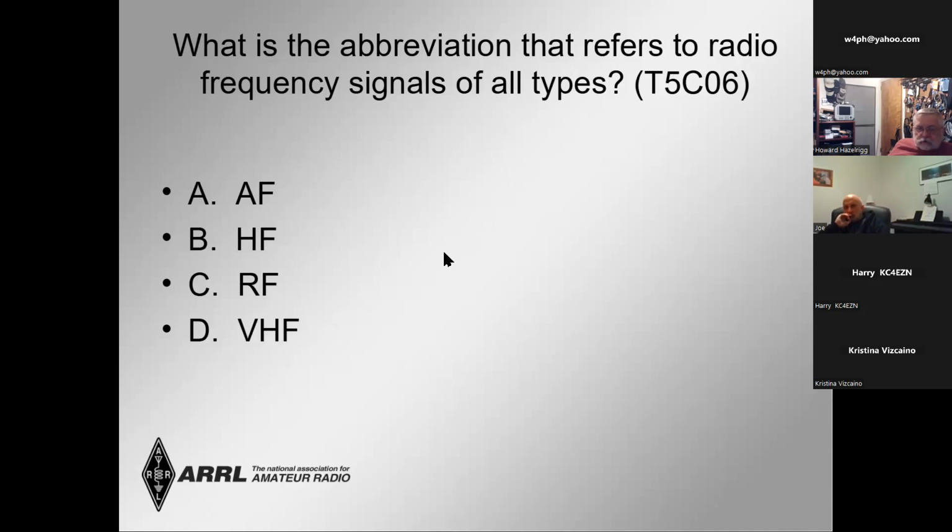What is the abbreviation that refers to radio frequency signals of all types? In this case, it is C, RF, which stands for radio frequency.